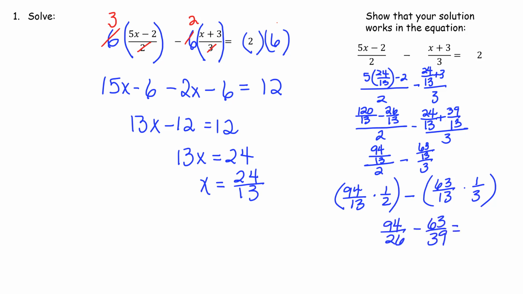I can reduce these fractions. I'll reduce by a factor of 2 in the first fraction, and that'll give me 47 over 13. And the second fraction, I can reduce it by a factor of 3, so I'll get 21 over 13, and if I add that up, I'm going to get 26 over 13, which is 2, and that's what it was supposed to be. So 24 thirteenths does work in this equation. And by the way, this was number 12 on your test.